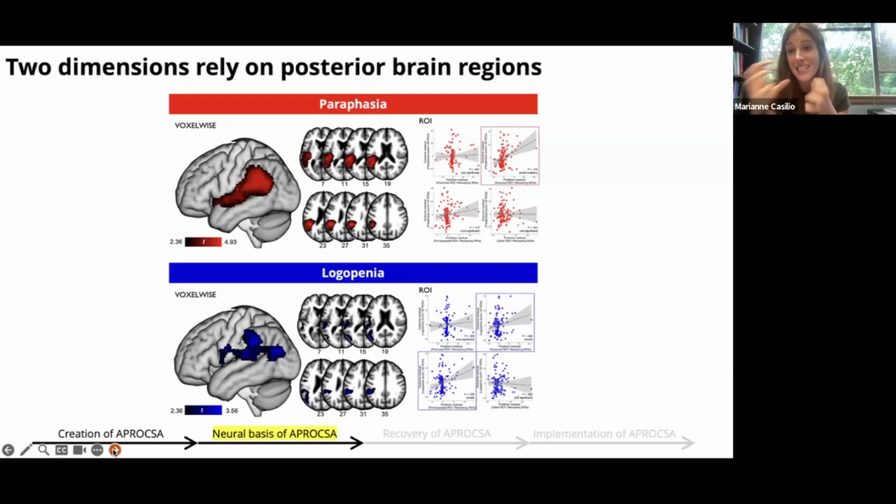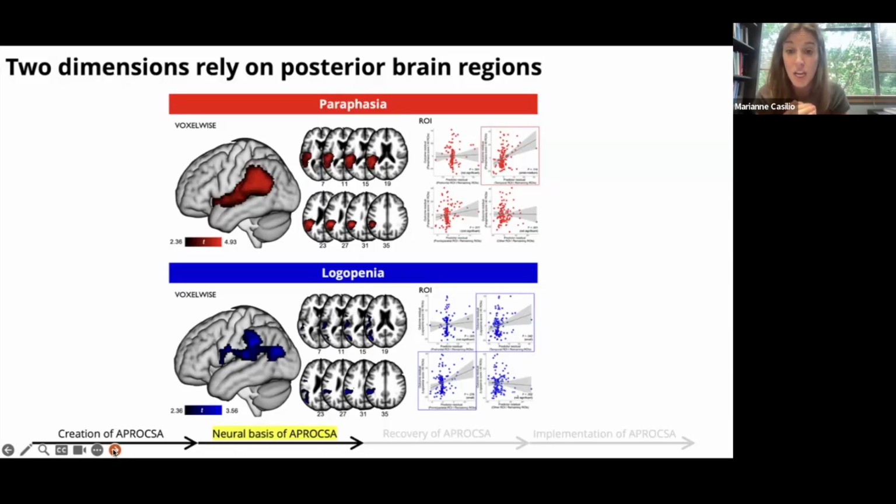And if we really tried to tease it further apart, we found that paraphasia was most uniquely associated with left posterior superior temporal regions, like the posterior superior temporal gyrus or temporal sulcus. That's reflected in the voxel-wise analysis and also in the ROI analysis, where the temporal ROI was the only significant predictor.